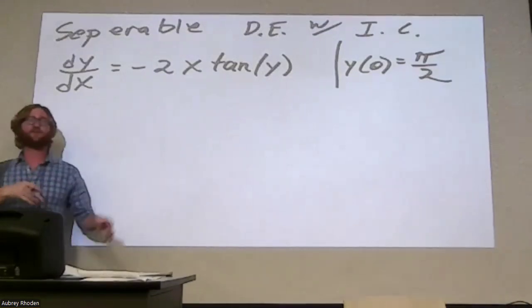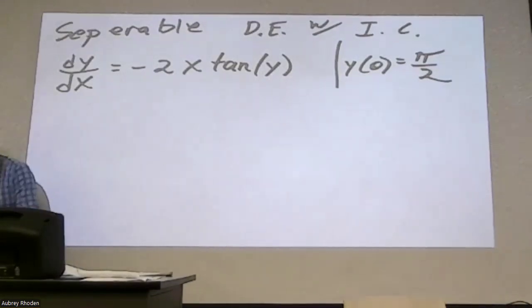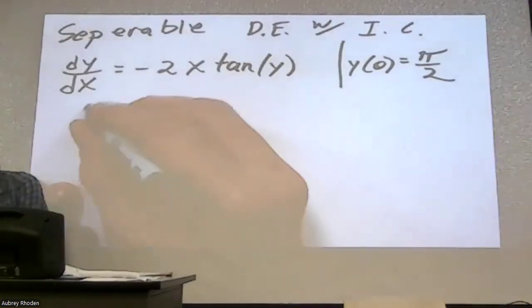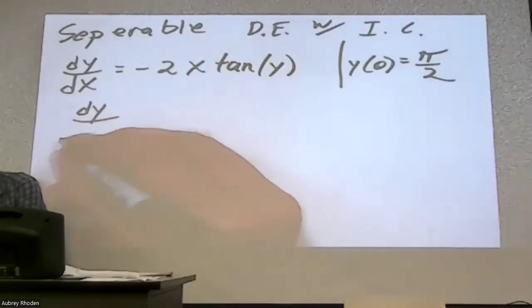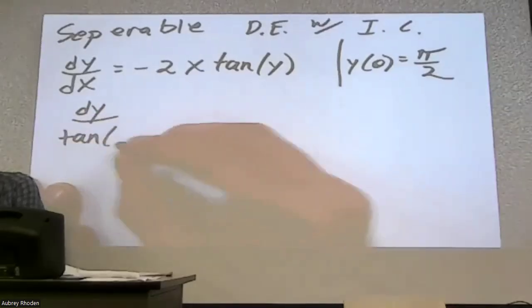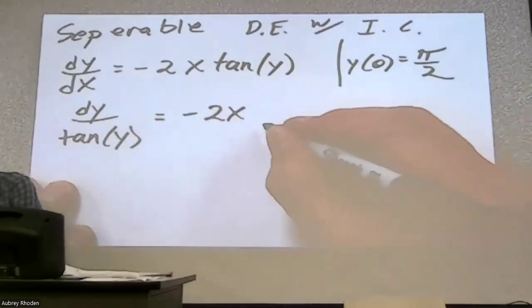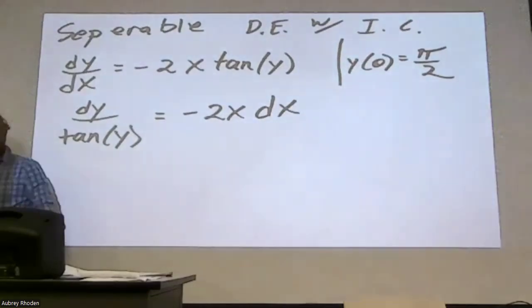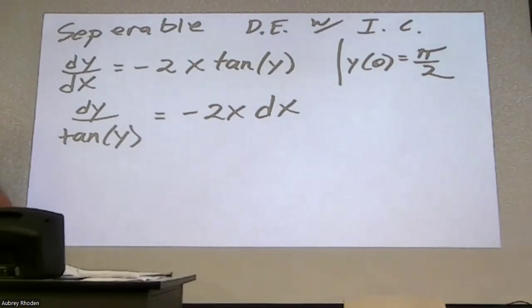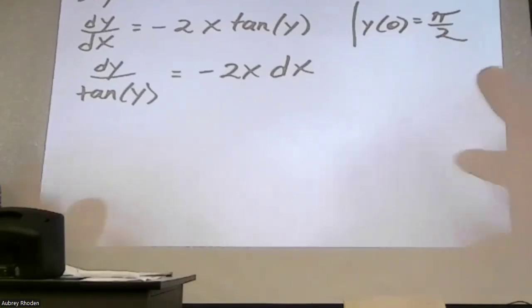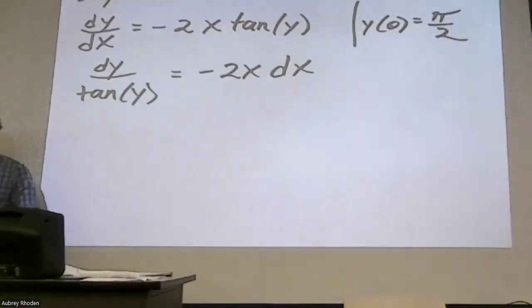Okay, so the first thing to do is to separate them. So we need to move the tangent to the other side, and we need to move the dx to the opposite side. So this would mean dy divided by tangent of y is going to equal negative 2x dx. But integrating 1 divided by tangent of y is not necessarily something that you want to do. So we're just going to use a little bit of a trick and say, 1 divided by tangent is really cotangent.